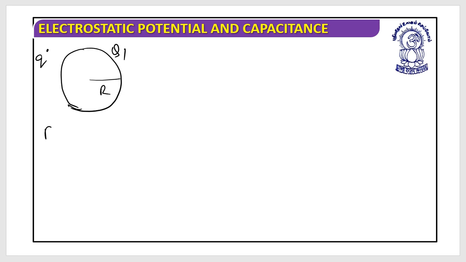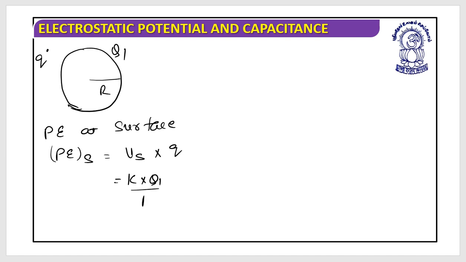So the potential energy at the surface can be written as the voltage on the surface multiplied by the charge, and that charge would be q. So that should be k multiplied by q1 divided by r. This is the potential on the surface. I hope you remember this. Multiplied by charge q, so this is k q1 q divided by r. This is the potential energy on the surface.